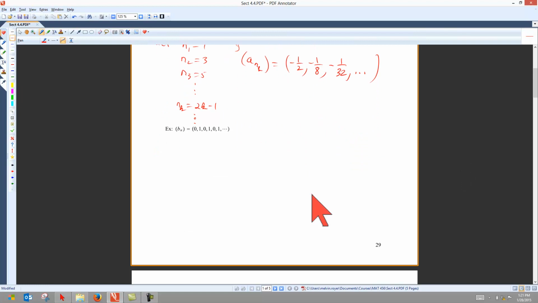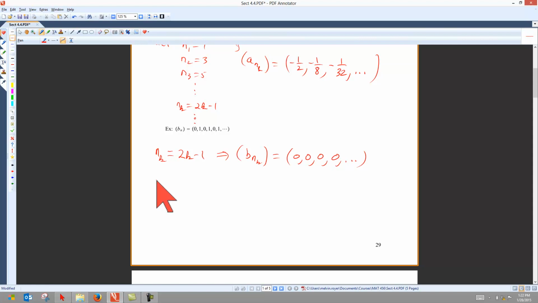Here's another example. A sequence alternates between 0 and 1. So let's form several subsequences here. I can choose the rule that n sub k is going to be 2k minus 1, which is just a list of odd integers. And so, in fact, this defines the subsequence b sub n sub k. The notation's kind of cumbersome. And it picks off the first and the third and the fifth, and so 0, and then the next 0, and then the next 0, and the next 0, and so on.